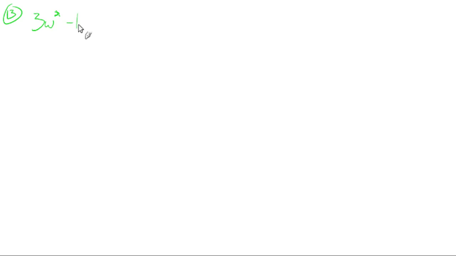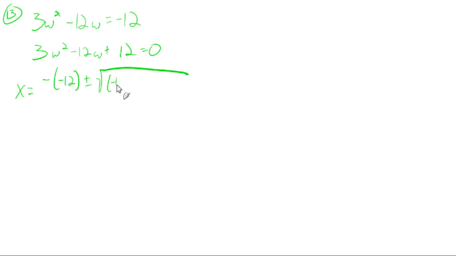3w squared minus 12w equals negative 12. So like I said in the previous problem, it's really important that this be equal to 0. So let's add 12 to both sides. And there you have it. So now we're ready to apply the quadratic formula. x is equal to negative b. b is negative 12. Plus or minus the square root of b squared minus 4ac, over 2a.